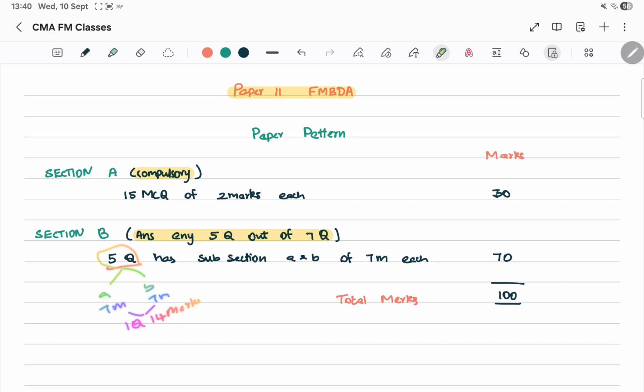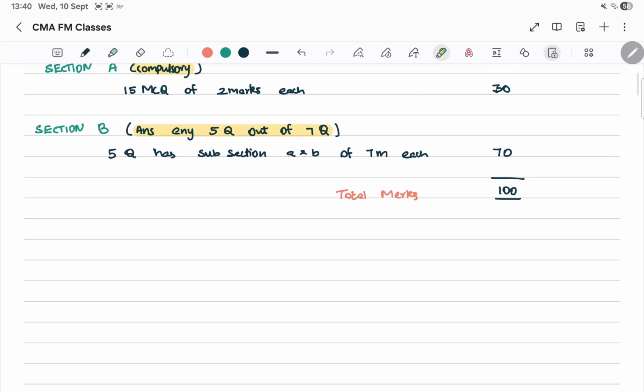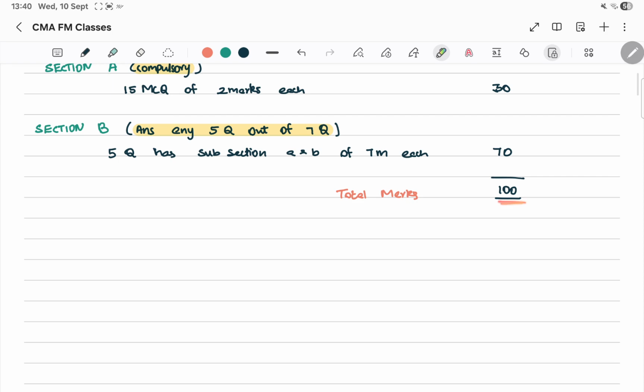If you attend 5 sets of questions at 14 marks each, you will get 70 marks in total, so you will be attending for 100 marks. You will be leaving 28 marks as an option choice. So the question paper is for 128 marks and you need to attend for 100 marks. This is your question paper pattern.